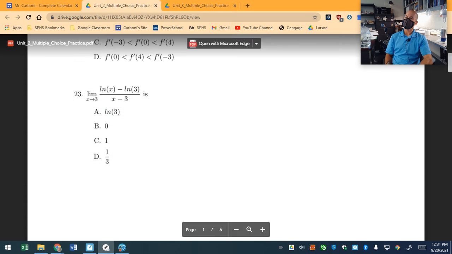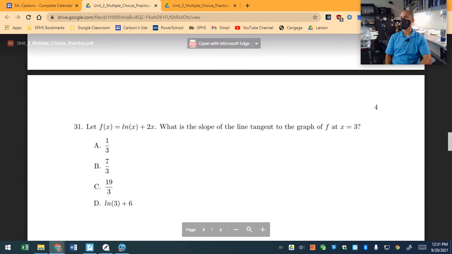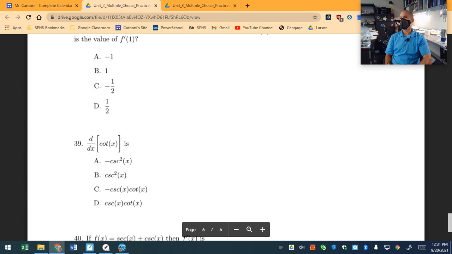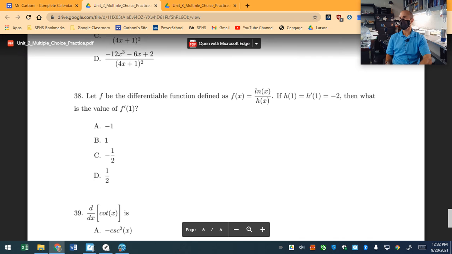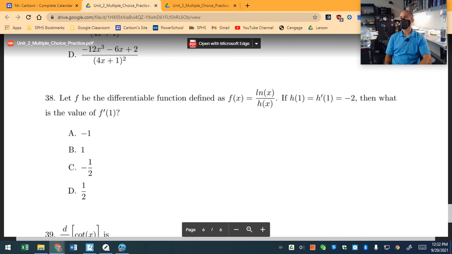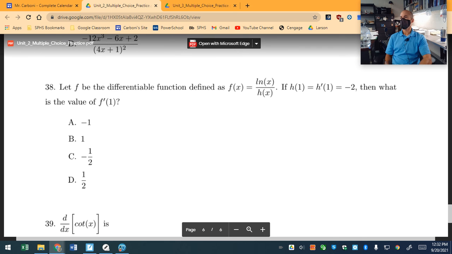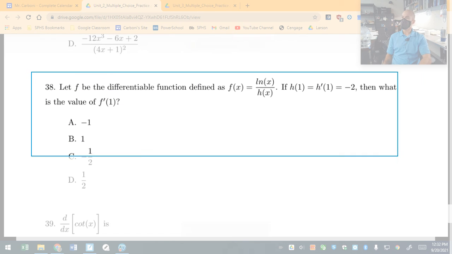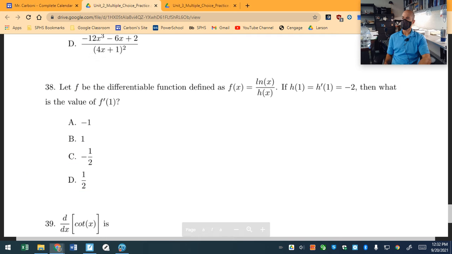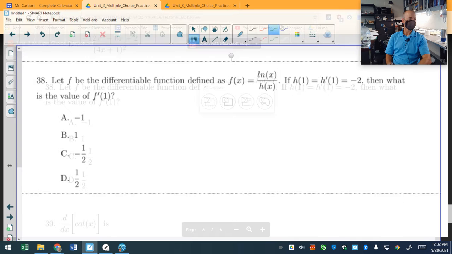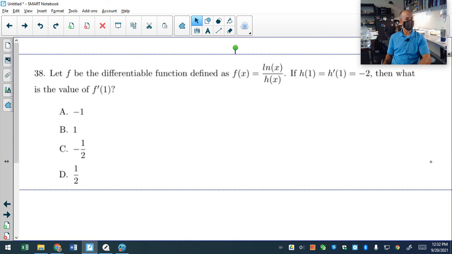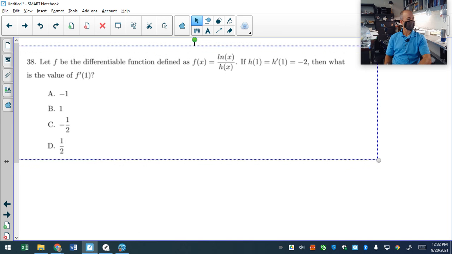38. Hey, that's a number before 39, isn't it? I was right. This is a fun one. I wonder if these are calculator or non-calculator questions. I wonder if he designates any problems as calculator active.